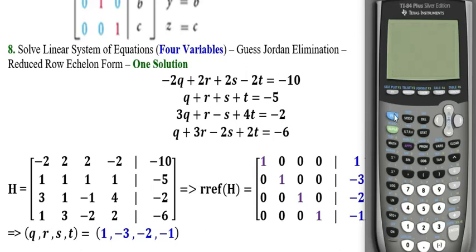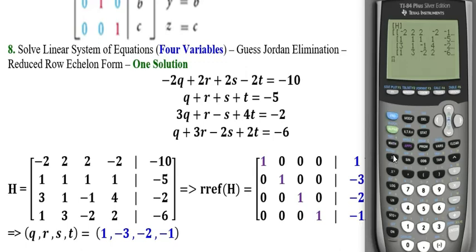Second quit, second matrix. It is H. Here it is, minus 2, 1, 3, 1. 2, 1, 1, 3. 2, 1, minus 1, minus 2. Minus 2, 1, 4, 2. Augmented with minus 10, minus 5, minus 2, minus 6.